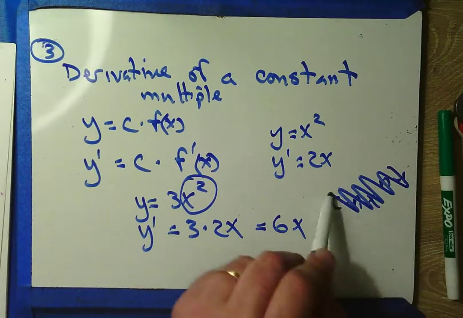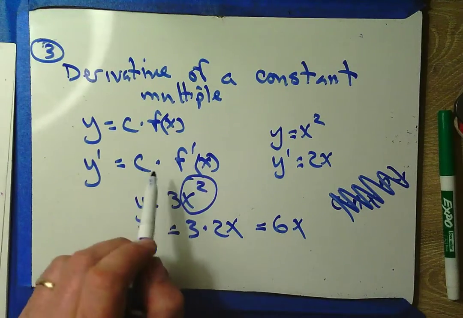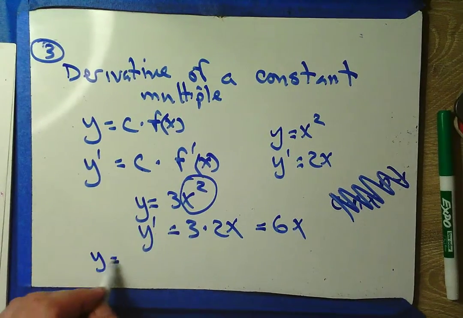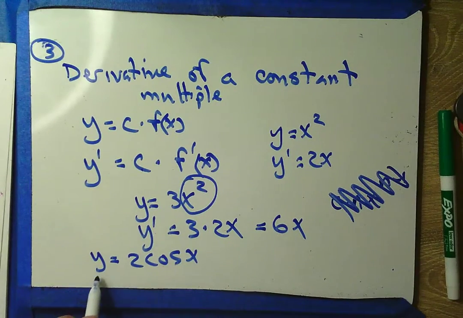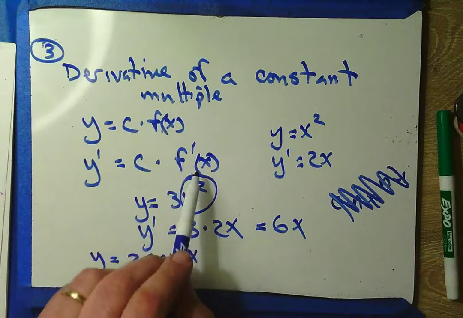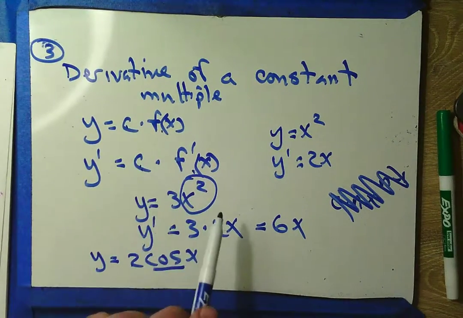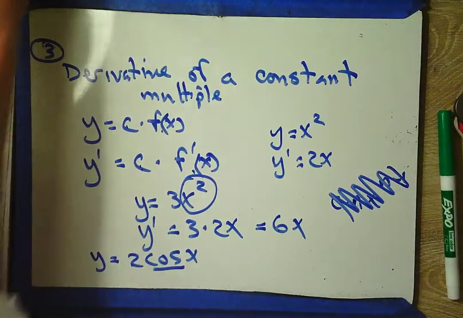And we're going to be taking derivatives of all kinds of things that have a constant in front, like what happens if y equals 2 cosine of x. Well, I know that's going to be the derivative of cosine, which I'm not going to tell you right now, times 2. Okay, so we're going to be just taking the derivative of the function and then multiplying by whatever constant we have.